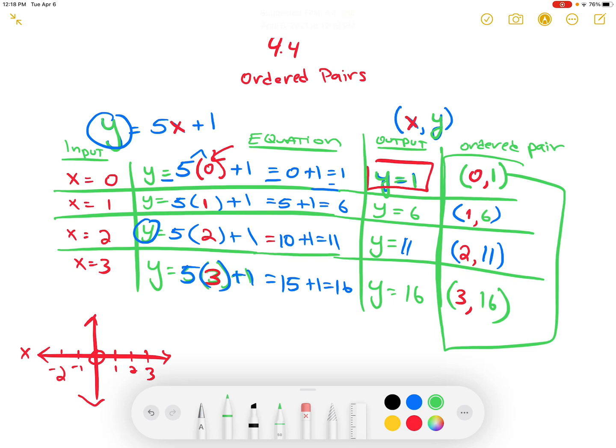0, 1, 1, 6, 2, 11, 3, 16. Another way you could say this is, when x is 0, y will be 1 for the equation 5x plus 1. When x is 1, y will be 6. When x is 2, y will be 11. When x is 3, y will be 16. That's it.